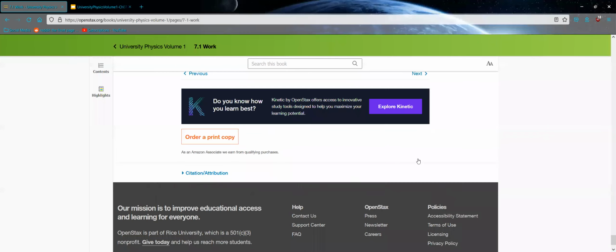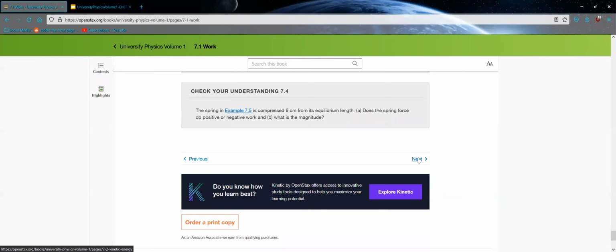All right, so that is work. Hope that landed. It was a quick go by, but it's a quick concept, right? It's an equation, force times distance, or with spring constant times distance.